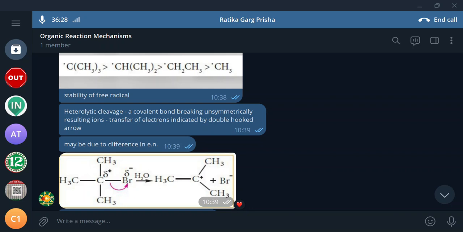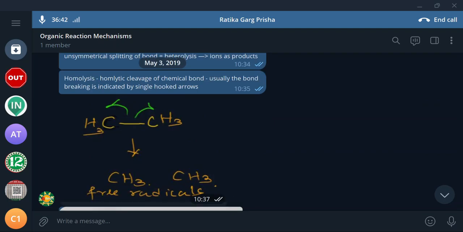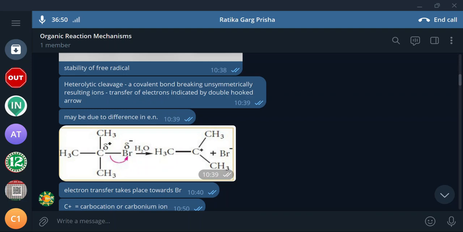So in heterolytic cleavage, electron transfer takes place, and that is indicated by a double hooked arrow. Here you have used a single hooked arrow, which indicates the transfer of one electron from the shared pair. Whereas in this case, we have represented the transfer of two electrons by a double hooked, curved arrow like this. So this bromine has taken the electron of carbon also, and that is why it has become Br minus.